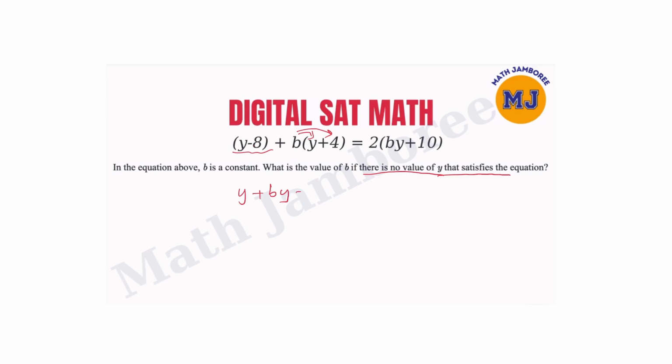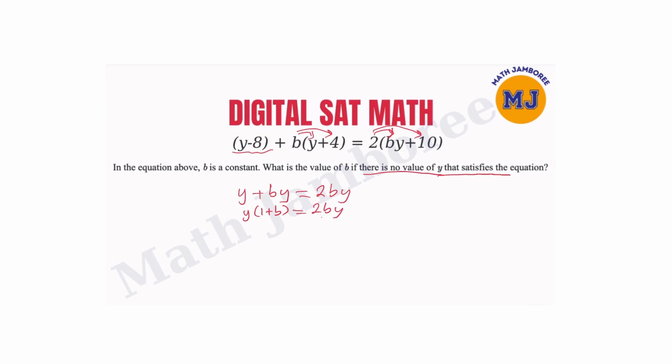I don't need that. This is equal to, if you distribute 2 into the parentheses over here, 2by, and then 2 times 10, but I don't need that again. So I have y and by on the left side, and 2by on the right side. This must be equal. If I take y out in parentheses on the left side, this will be 1 plus b. On the right side, it's already in y parentheses, it's 2b.